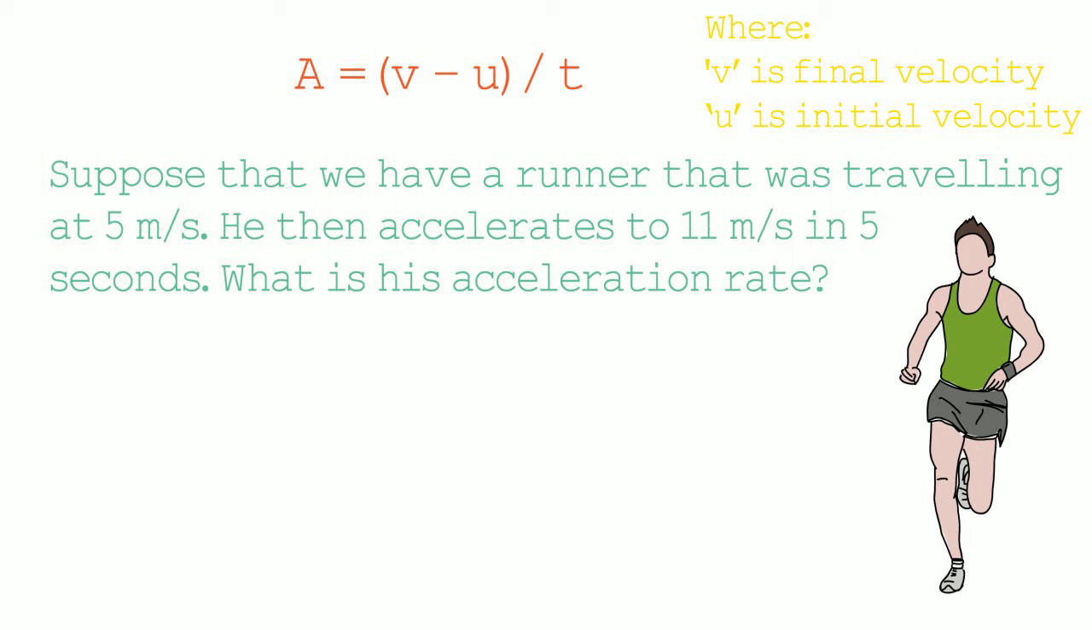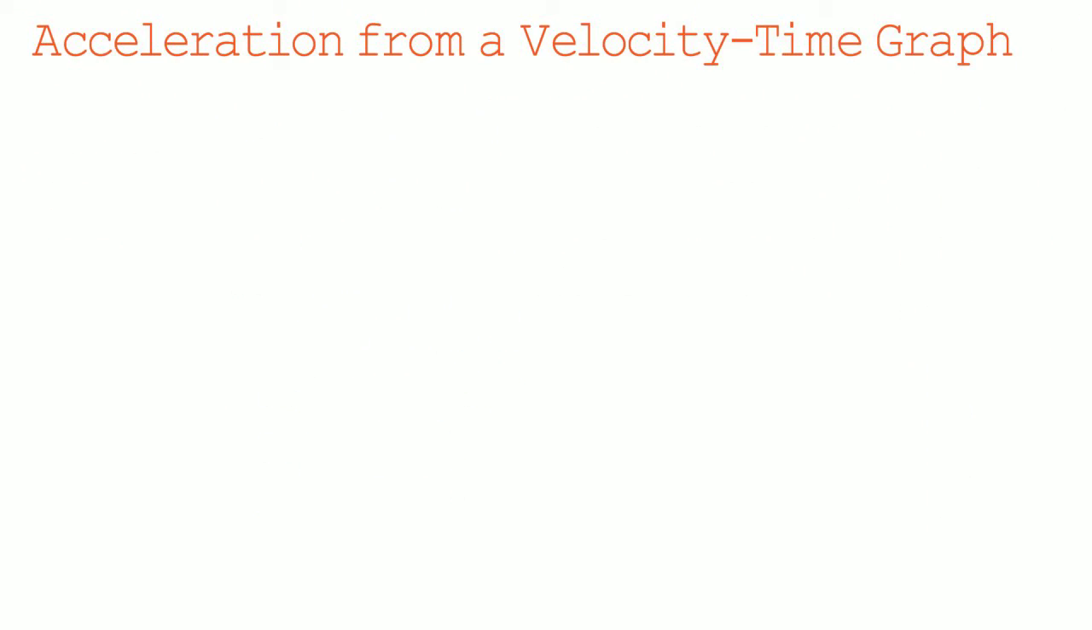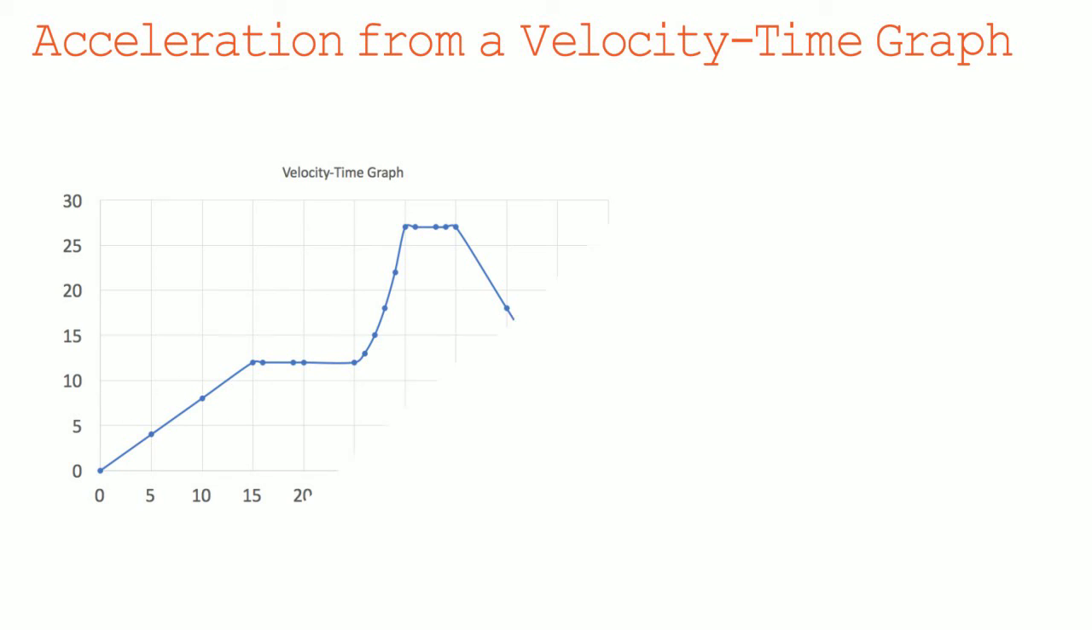We then divide the change in velocity by the time that the acceleration took. The acceleration took 5 seconds. Therefore, our runner is accelerating at 6 meters per second divided by 5 seconds, and that gives us 1.2 meters per second squared. We can work out the acceleration from a velocity time graph. We work out the acceleration by dividing the change in the velocity, which is the vertical change, by the amount of time, which is the horizontal change.